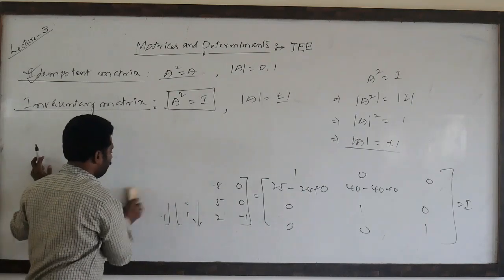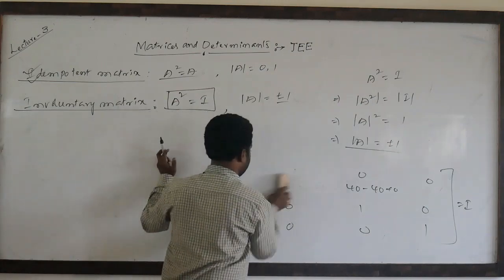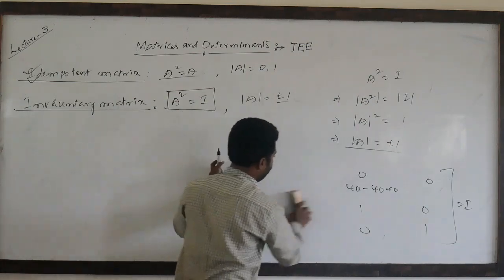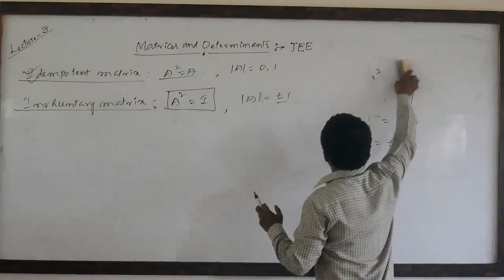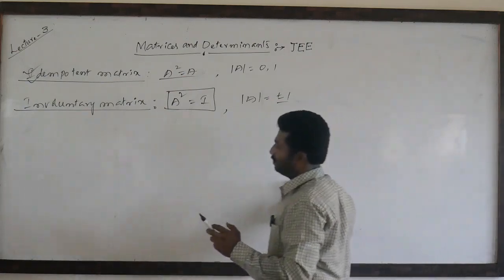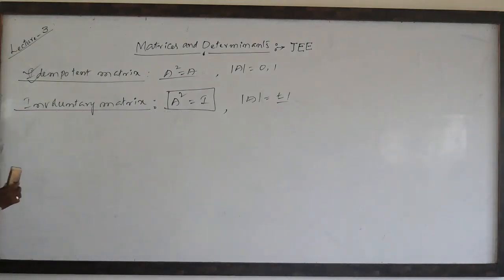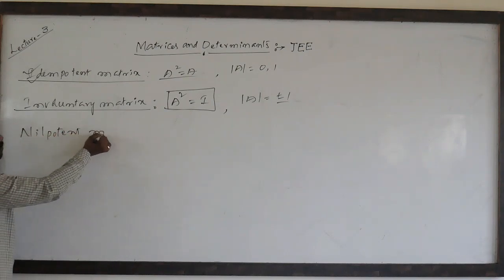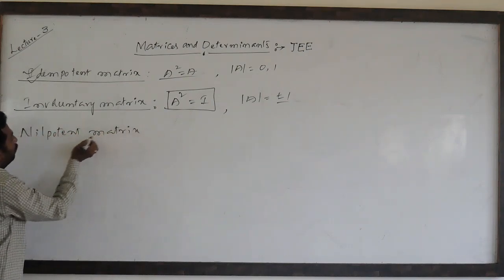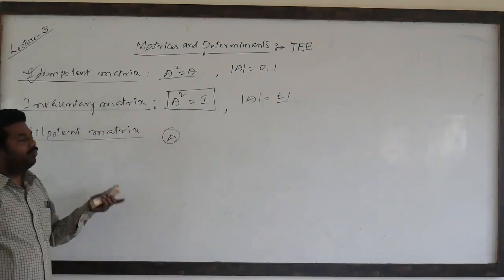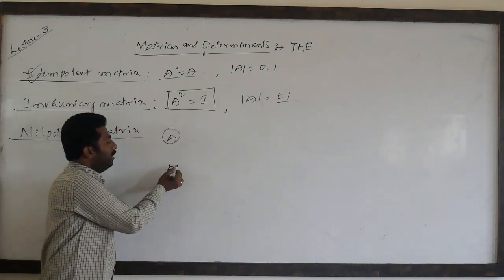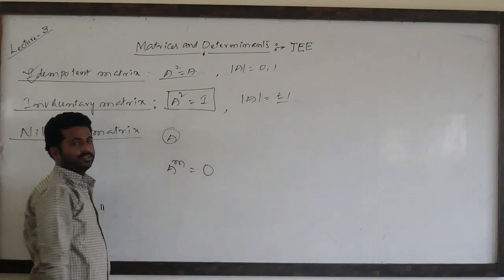Next, nilpotent matrix. So what does nilpotent mean? A square matrix capital A is said to be nilpotent if A to the power m equal to null matrix.